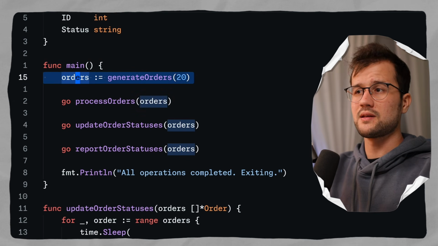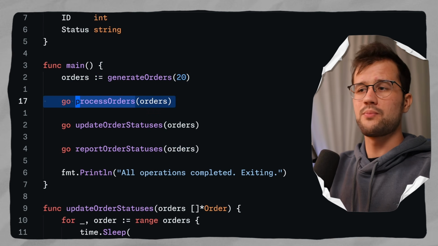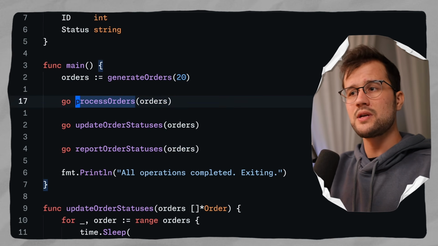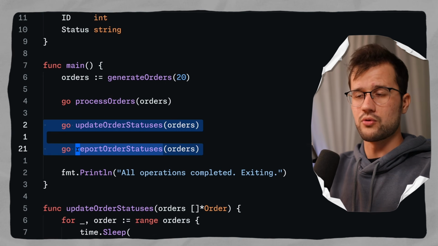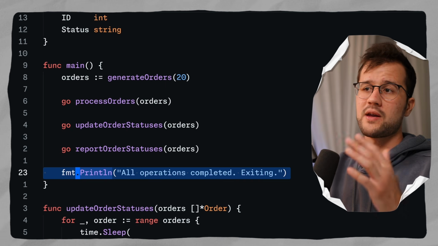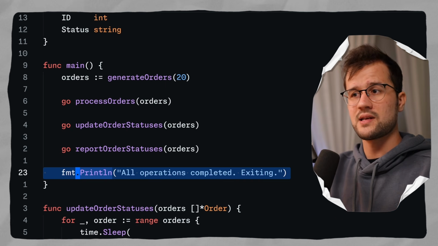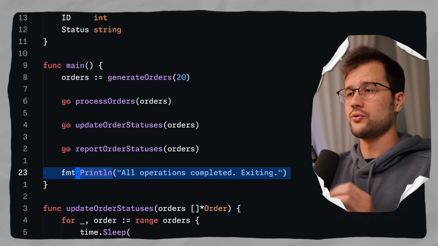What this basically means is we create the orders, right? So we generate 20 orders. Then we spawn the Goroutine and we execute the process orders function. We do the same thing with the next two Goroutines, and then we just print, and that's basically it, right? Then obviously the main function exits, and therefore all the Goroutines in the main function are also terminated.